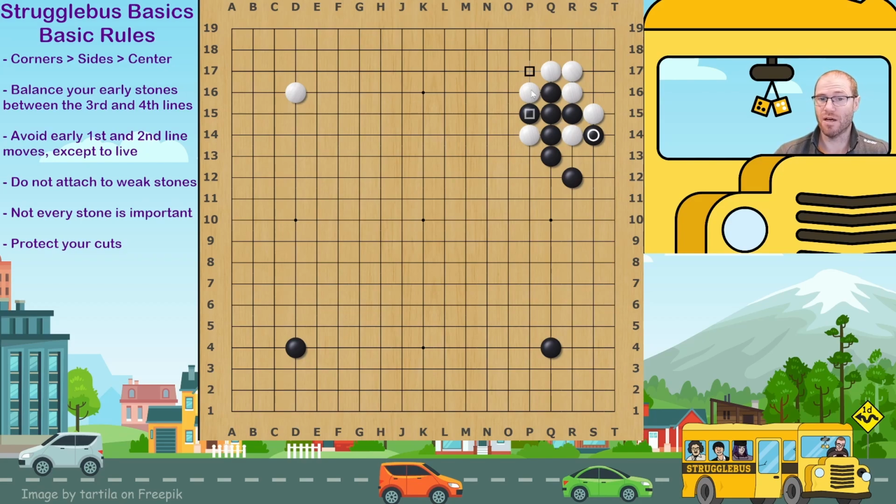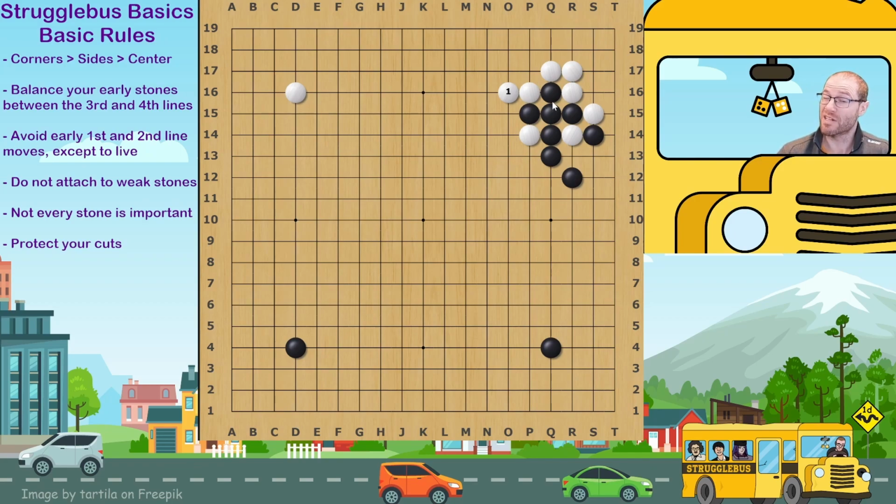So then the question becomes, do we just fix the cut? Do we attach directly or do we extend? And I think either of these moves are playable. If you chose one of these two, I think that is perfectly acceptable. I would probably just extend. It's a larger move in this case.